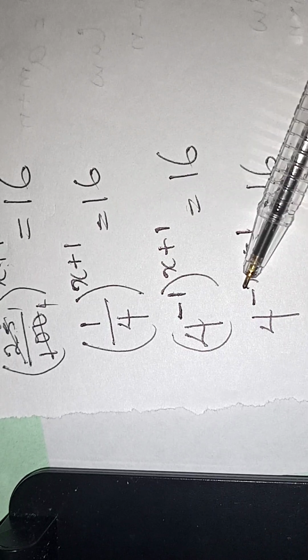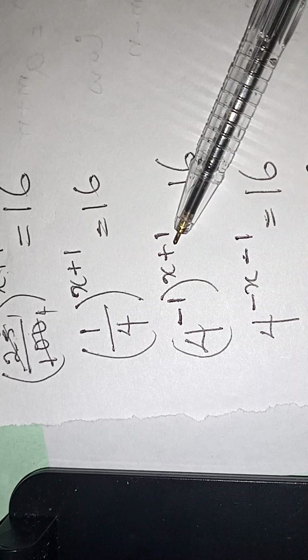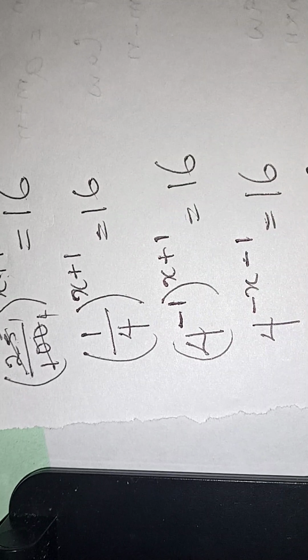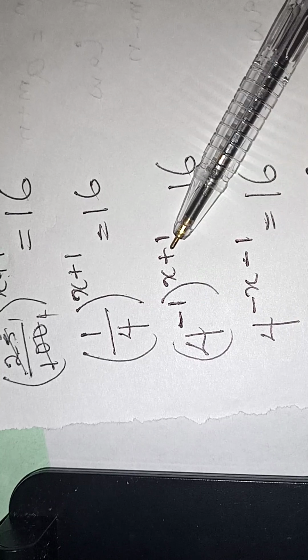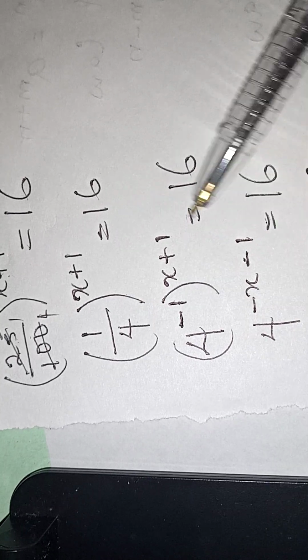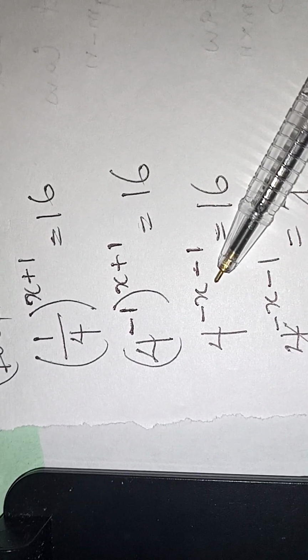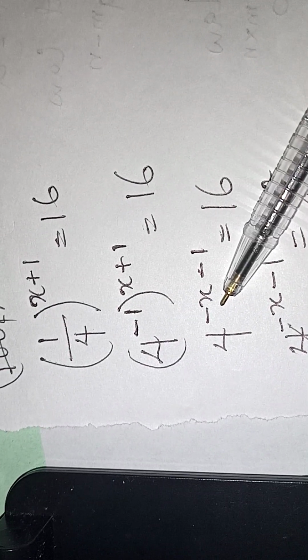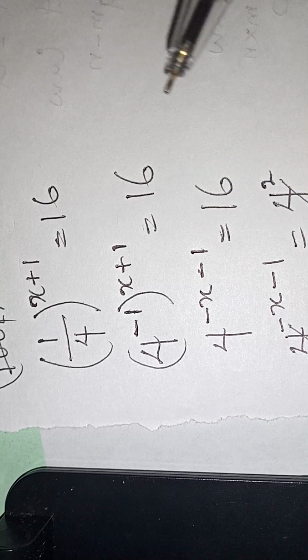There is no need putting the coefficient 1 here. Then minus 1 times plus 1. I gave you the rule in the previous video: when you have minus times plus, plus times minus, minus times minus. So minus times plus here is giving you minus the 1 of it. So next stage, you have this expression raised to power equal to 16.